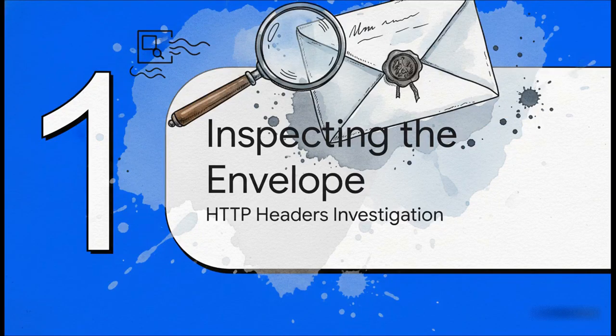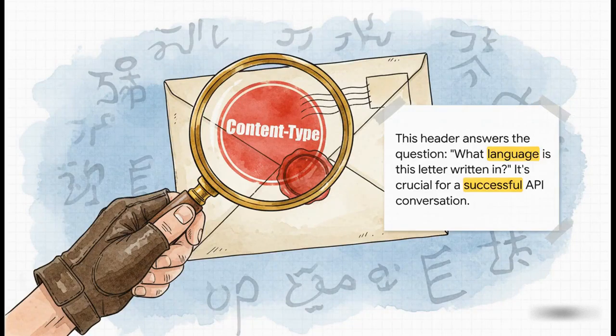So, where do we start? Well, any good detective knows you start with the outside. Before we even think about tearing open that letter, we got to inspect the envelope. These headers, they contain all the metadata. The vital context that can make or break a request before the server even bothers to look at the message inside. And look at that, our first clue. It's the content type header.